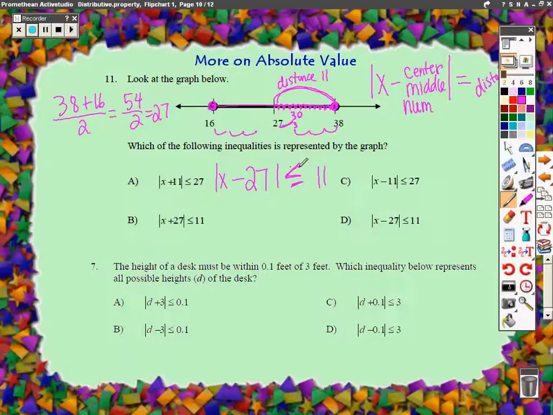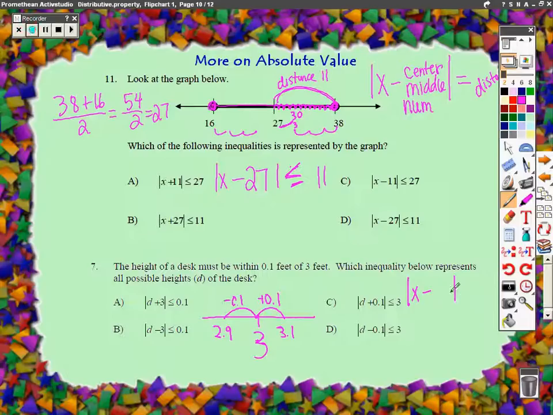The height of a desk must be within 0.1 feet of 3. Which inequality below represents all possible heights of the desk? We're talking about a desk. You probably want it to be 3 feet. Now, I can be over 0.1 or under 0.1, which would be either 3.1 or 2.9. So we go back to where we always start.